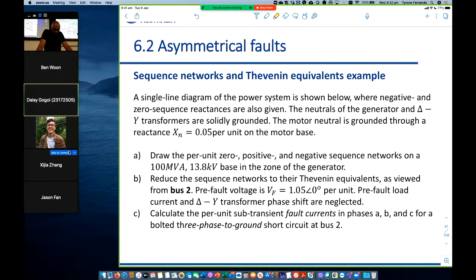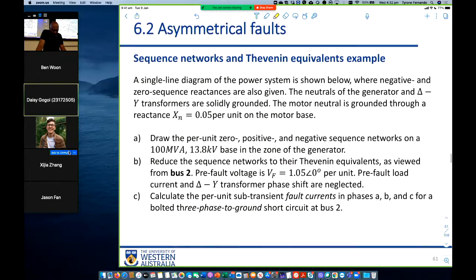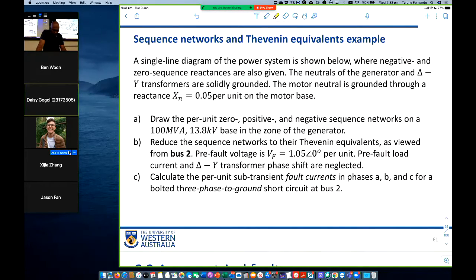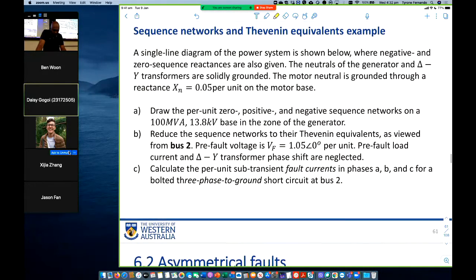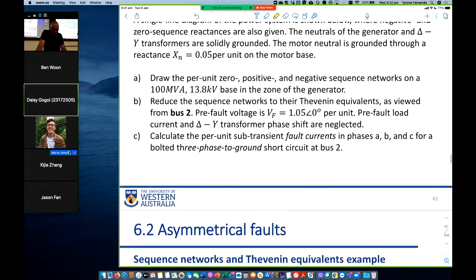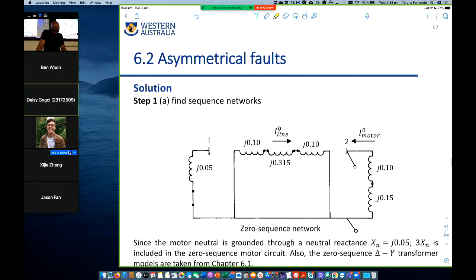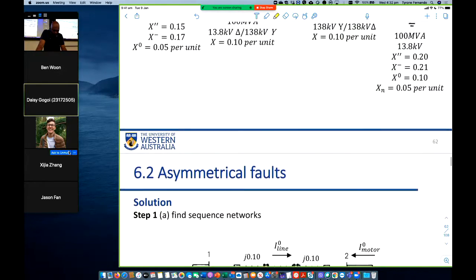Draw the per unit zero, positive and negative sequence networks on a 100 megavolt amp, 13.8 kilovolt base in the zone of the generator. So here is the zero sequence.